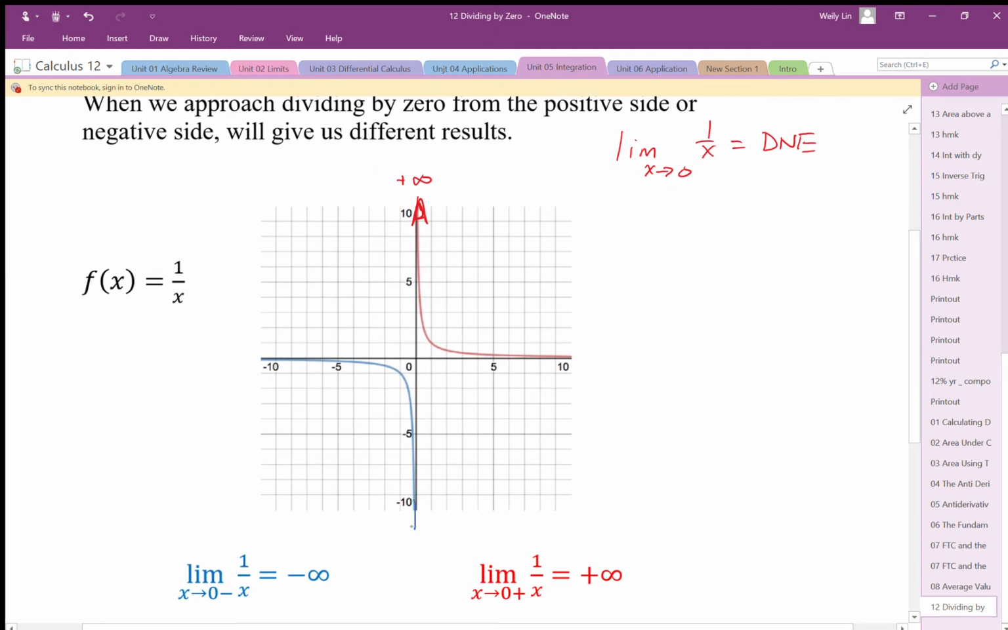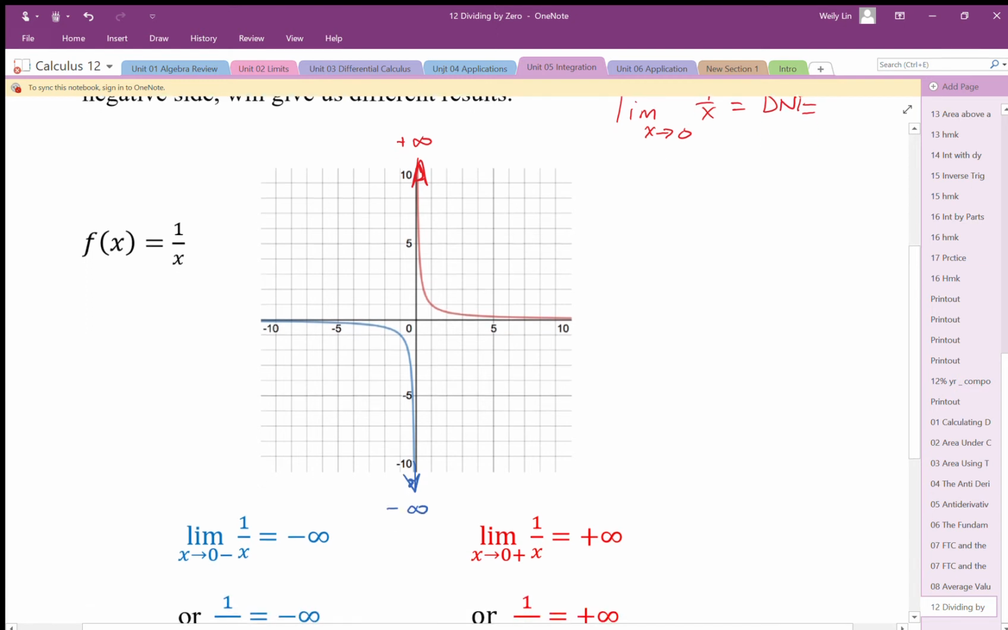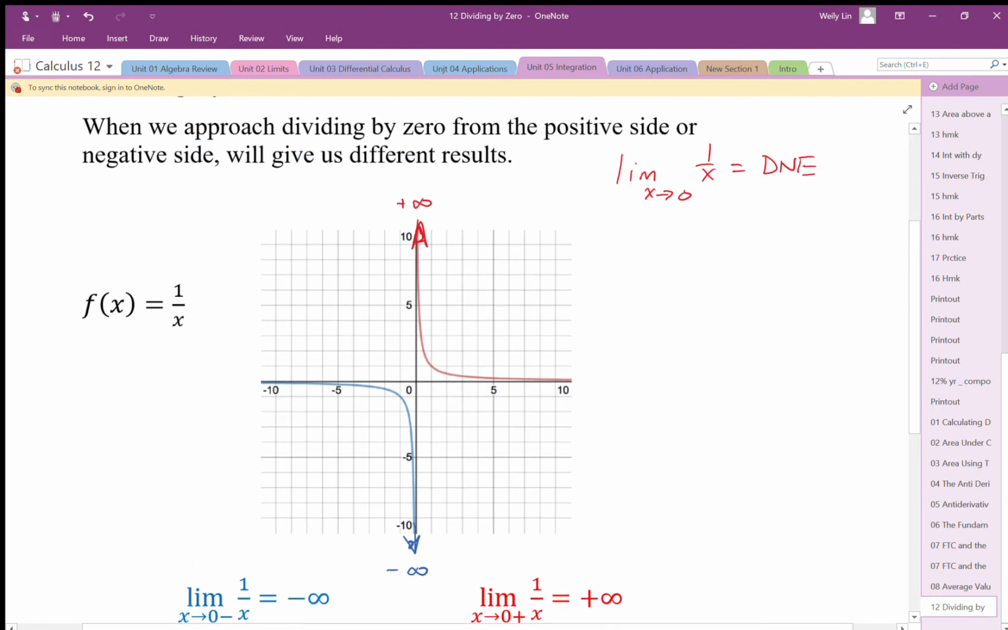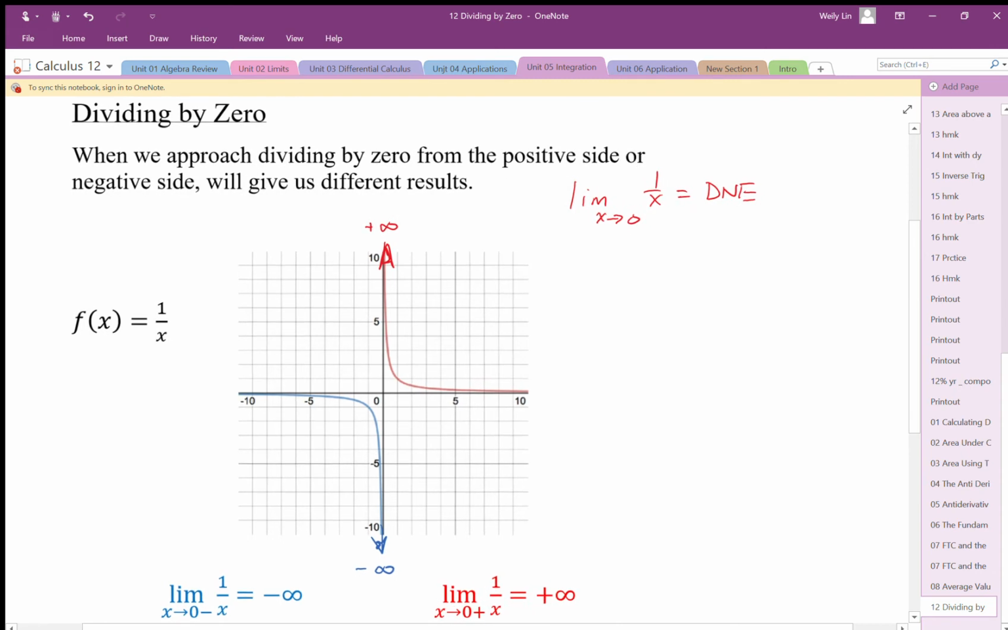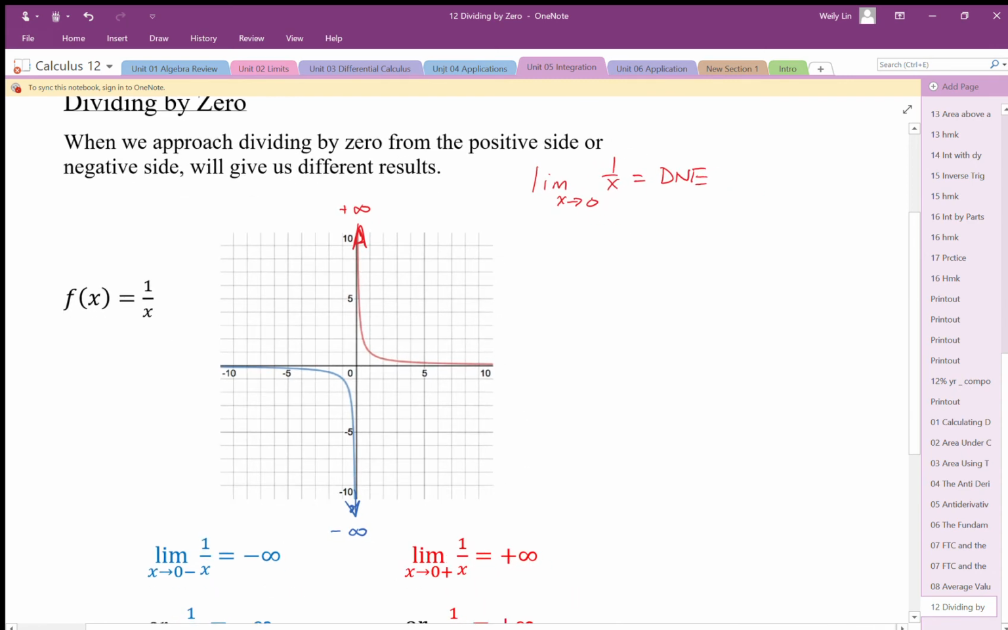When we have these limits, we need to be very mindful of whether we're dividing by zero from both sides, or from the right side or left side. When we end up with zero in the denominator, sometimes it's undefined because from both sides it doesn't equal the same thing.